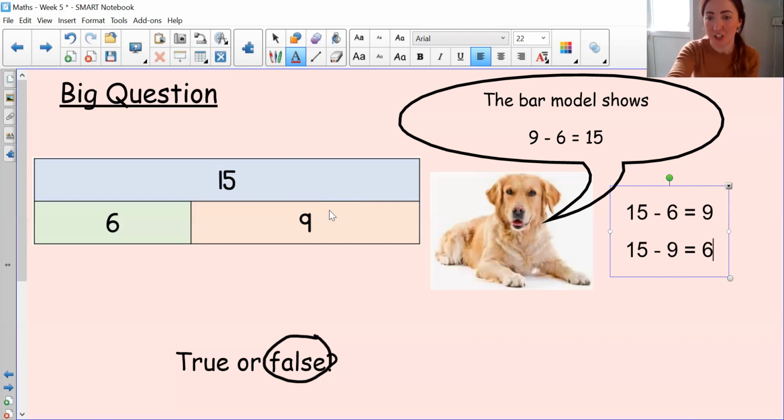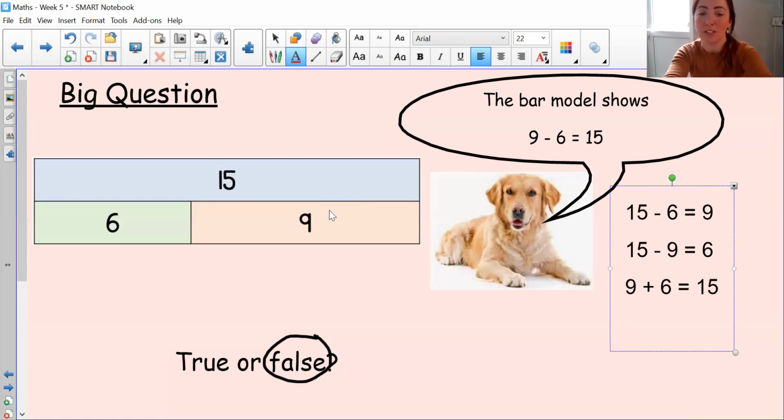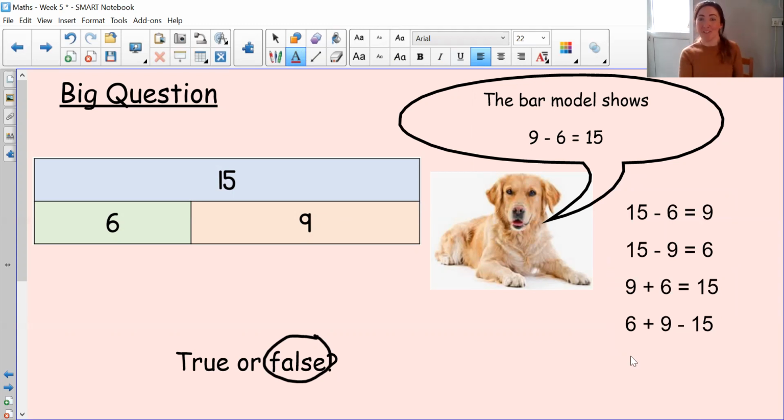And then for the additions in the fact family, she could have had 9 add 6 equals 15, or 6 add 9 equals 15. Okay, so any of those would have been correct, Stevie, but unfortunately you were wrong this time.